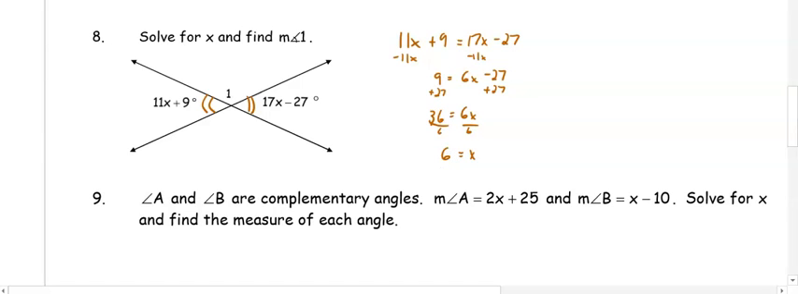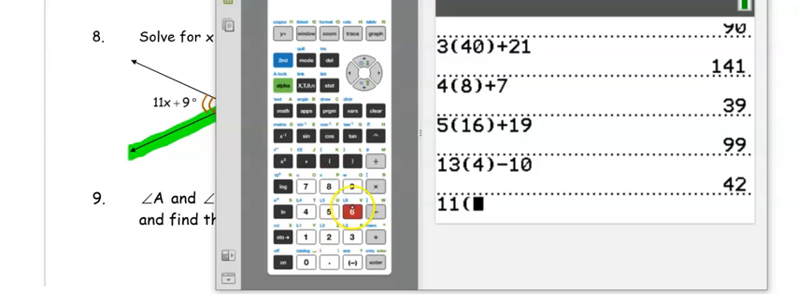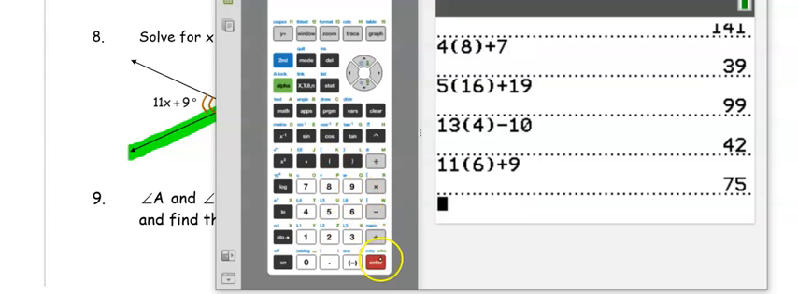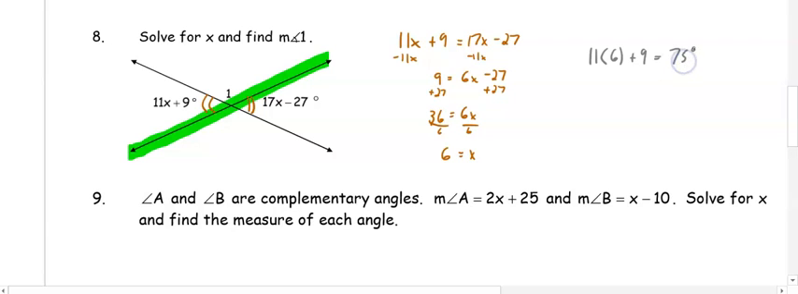Once we know x equals 6, we can use this straight line is 180 degrees to find angle 1. So I'm going to take 6 and substitute into the angle. 11 times 6 plus 9. That gets us 75 degrees. So if this angle is 75 degrees and 75 and angle 1 make a straight line, we can subtract from 180. So we get 105 degrees.